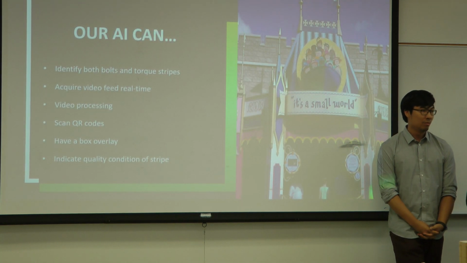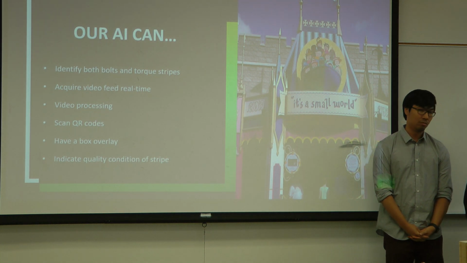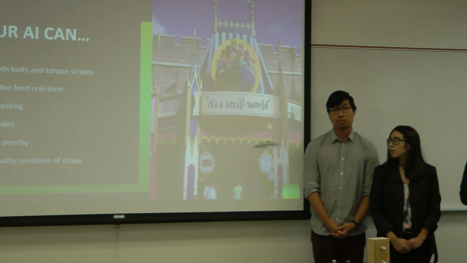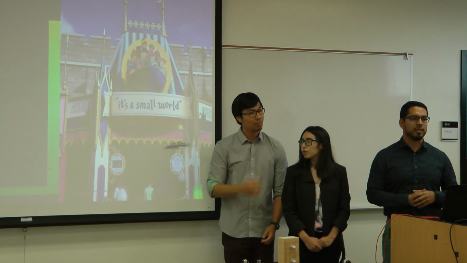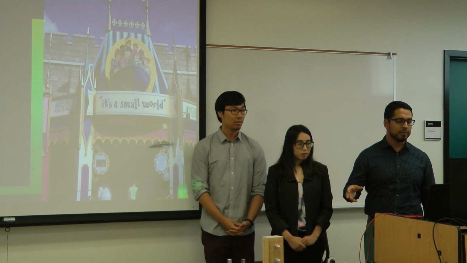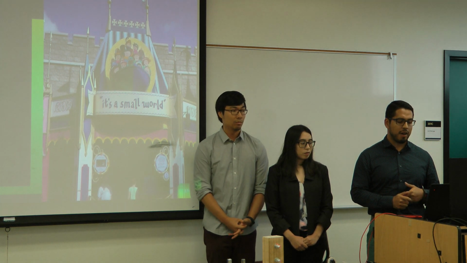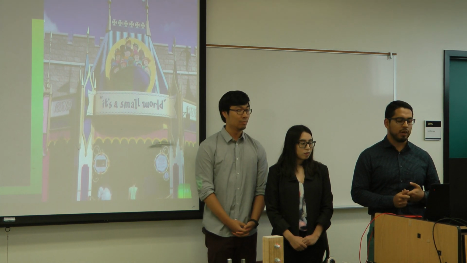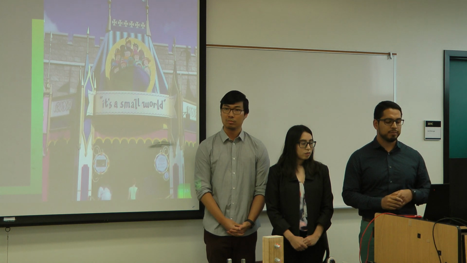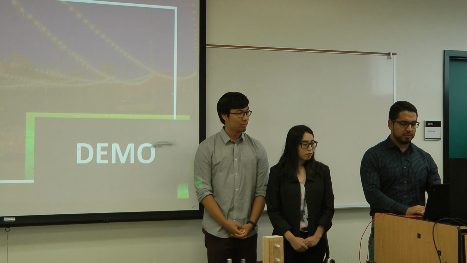So basically our AI can identify bolts and torque stripes. It can also acquire video feeds in real time and also do video processing. In this case, we're going to demonstrate using real-time processing. The AI can also scan QR codes, have a box overlay, and indicate the quality condition of a stripe as a percentage. We're going to demonstrate that right now.